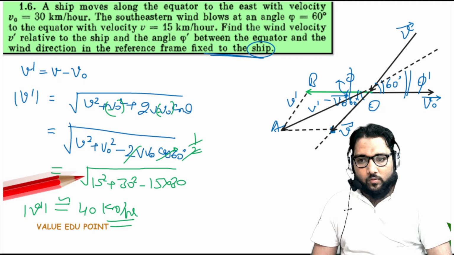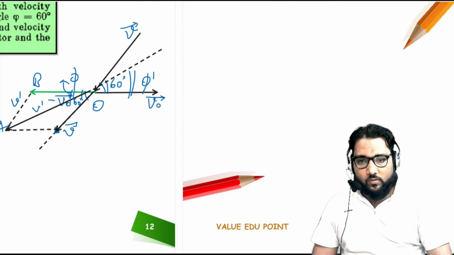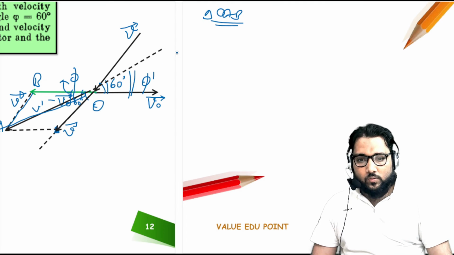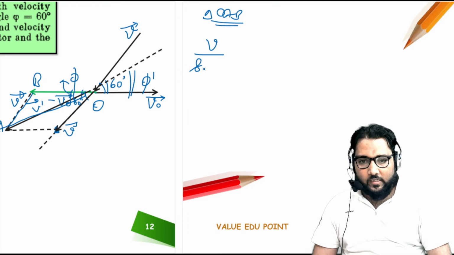If I take the sine rule in triangle OAB, this is the v, not v dash, this is the v. Look at this, guys, this is the triangle, we apply the sine rule. What is the sine rule? This is the phi dash angle. So if I take v, then the angle in front of this side, so v upon sine phi dash.